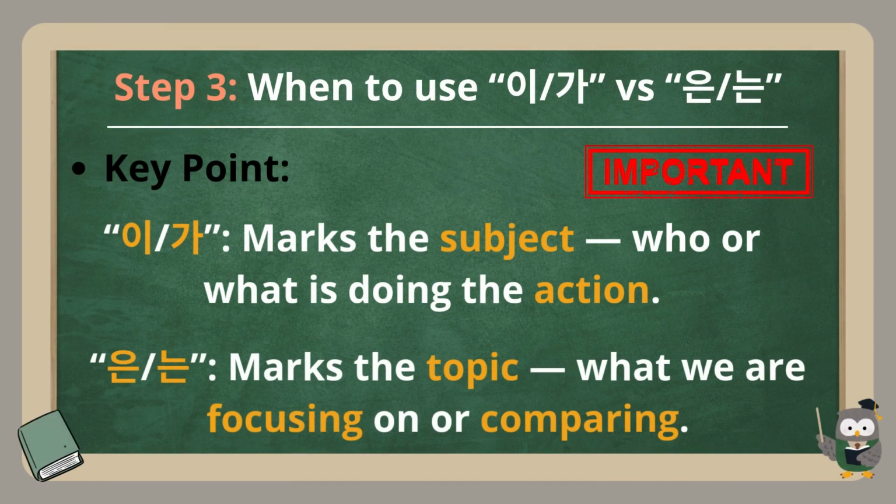Let's compare 이, 가 and eun-neun. 이, 가 is used to mark the subject, the person or thing doing the action or being described in the sentence. On the other hand, eun-neun marks the topic. It tells us what the sentence is mainly about or sets up a comparison. Understanding the difference between them helps your sentences sound more natural and clear in Korean.